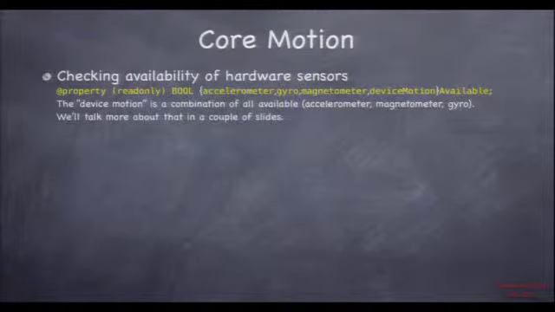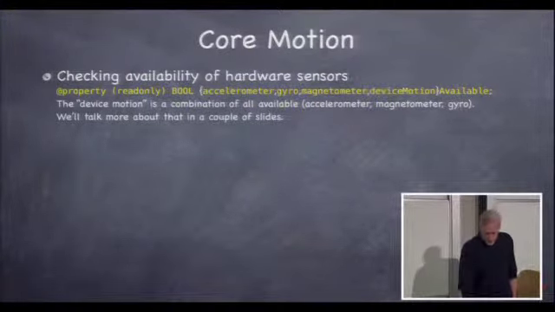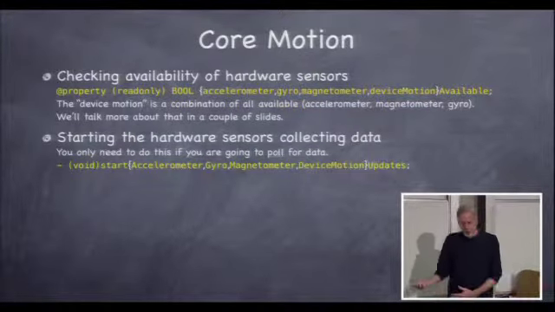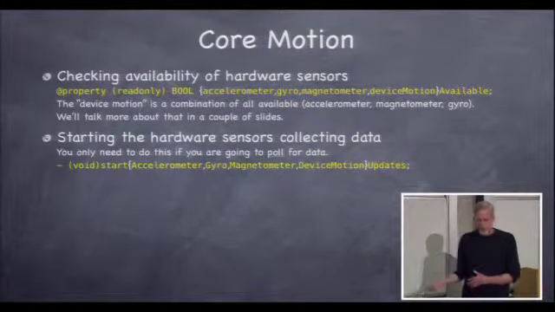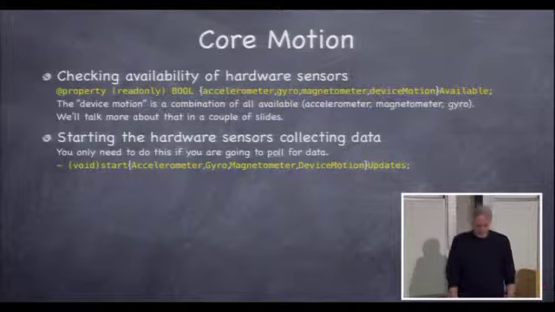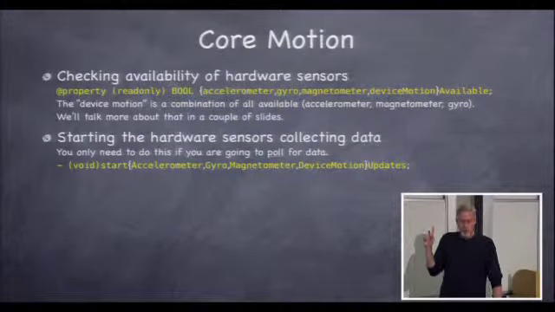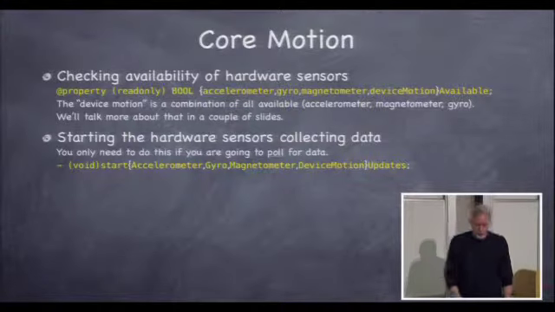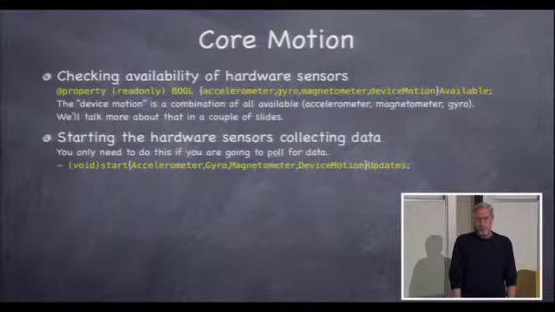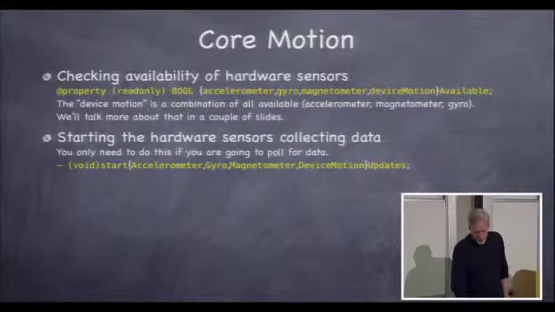So how do you check the availability of the sensors? They're very simple. In CMMotionManager, there are these properties: accelerometerAvailable, gyroAvailable, magnetometerAvailable, deviceMotionAvailable, et cetera. There's an interesting one there. You see the last one called device motion. And we're going to talk about what device motion is because it's kind of a combination of all the other ones.